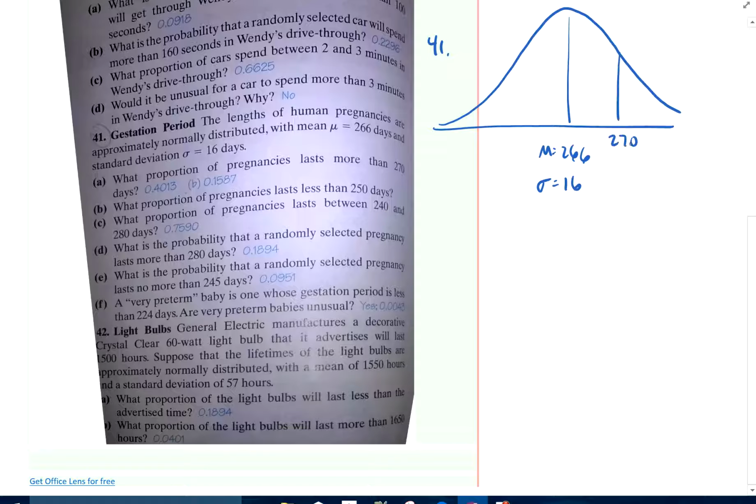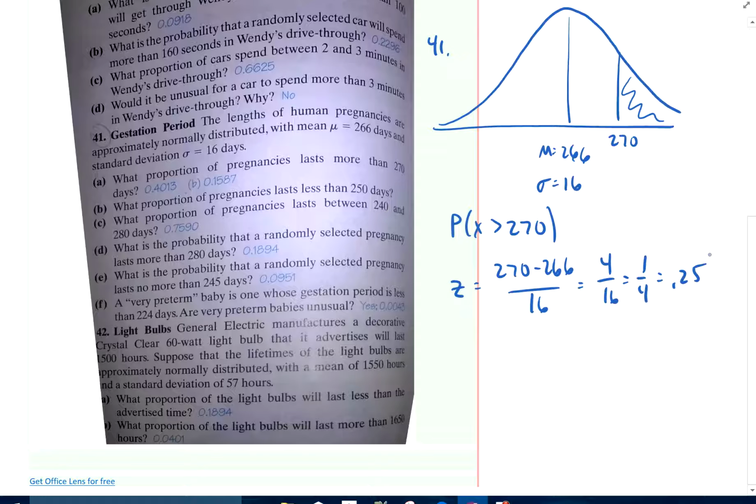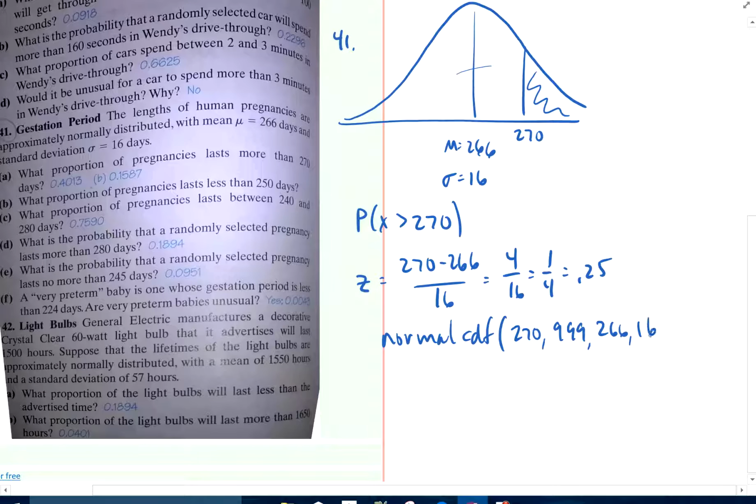So here's 270. So that's a probability that x is greater than 270. And my z-score for that is 270 minus 266 over 16, which is 4 over 16, which is 1/4, which is 0.25. So I get two options. I can look up 0.25 on the table, find the area to the left, and then subtract it from 1, or I can just go ahead and do normal CDF and get 270, the low end. The high end is a big number, then mean and standard deviation.